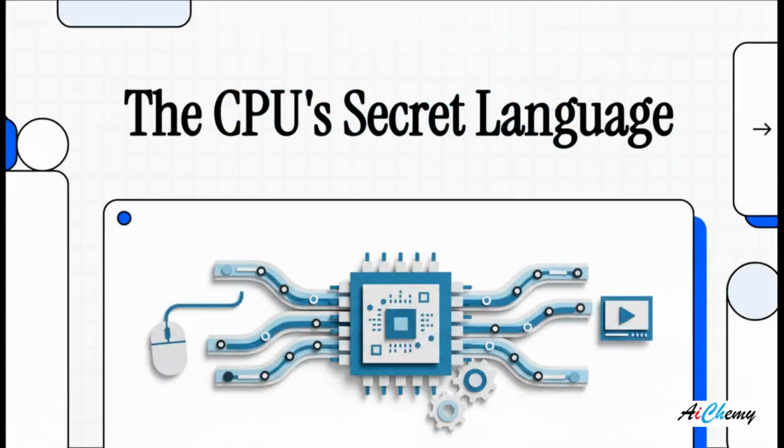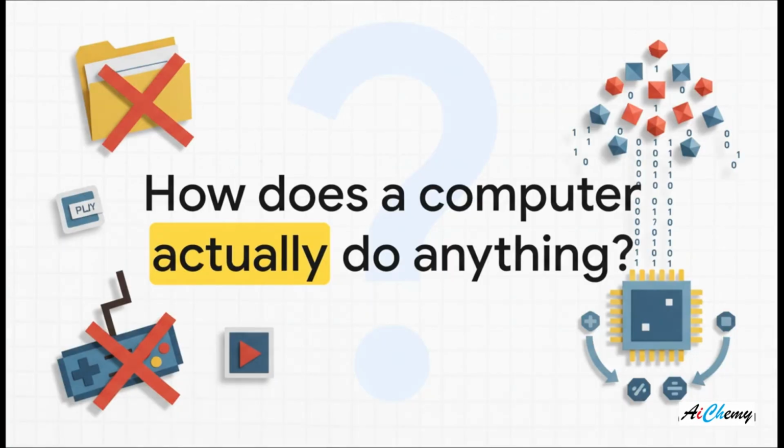Hey everyone! Ever stopped and wondered what's really going on inside your computer? I mean, deep down at its very core. Today, we're going to peel back that curtain and look at the secret language of the CPU itself. These are the tiny, fundamental instructions that make literally everything happen, from your mouse moving across the screen to you watching this right now. Let's dive in. So yeah, how does a computer actually do anything?